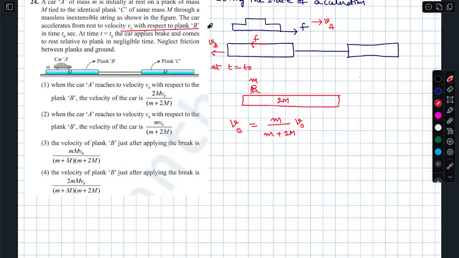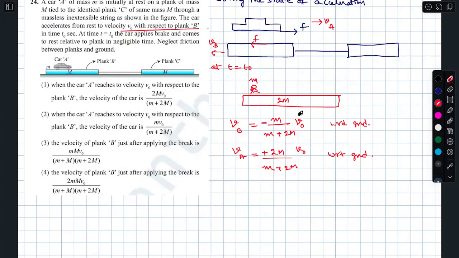Done? Any doubt in this? Ask me right now. If this is the case, what is the velocity of the man? The other part is 2M by small m plus 2M times V naught. Actually, this is with respect to ground. And in fact, I should write a minus sign and a plus sign. Plus sign indicates rightwards. Minus sign indicates leftwards.